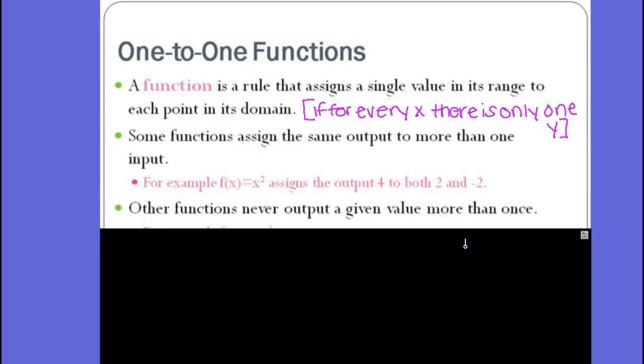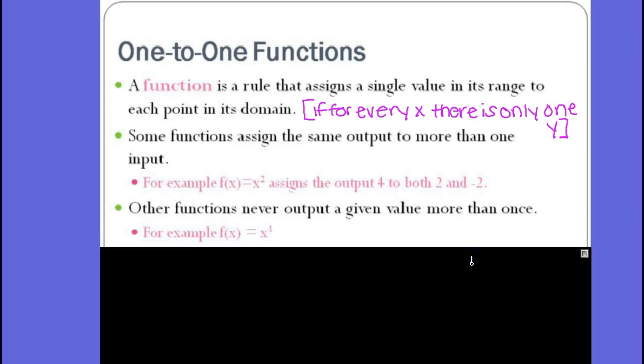Other functions never give an output a given value more than once. So there are functions like lines, where you will never get the same y value no matter what x value you plug in. A cubic function is another example of this. No matter what I plug in for x, I will never get the same y.